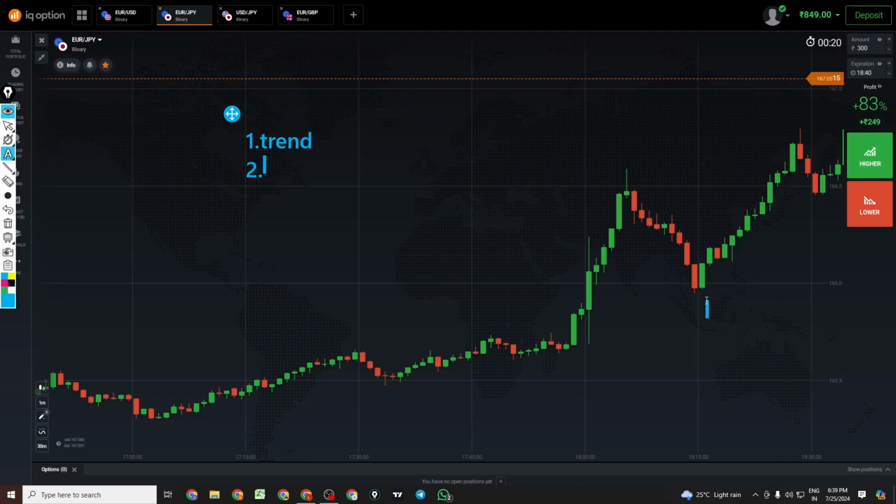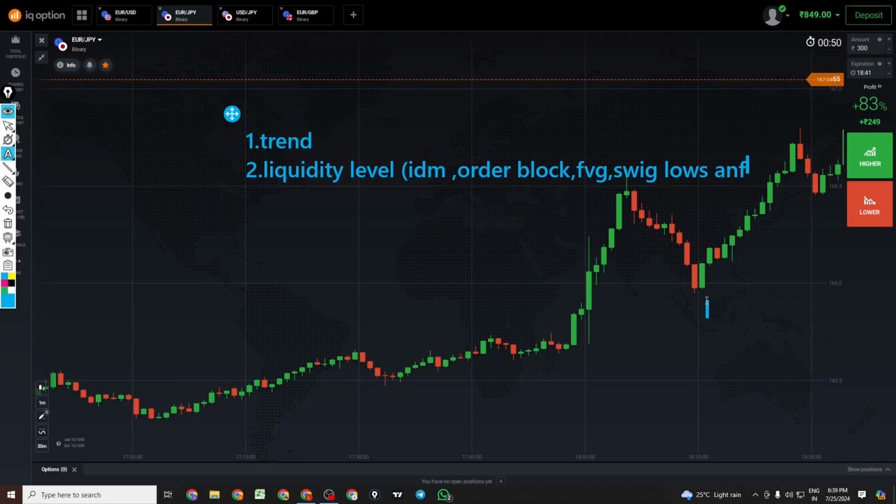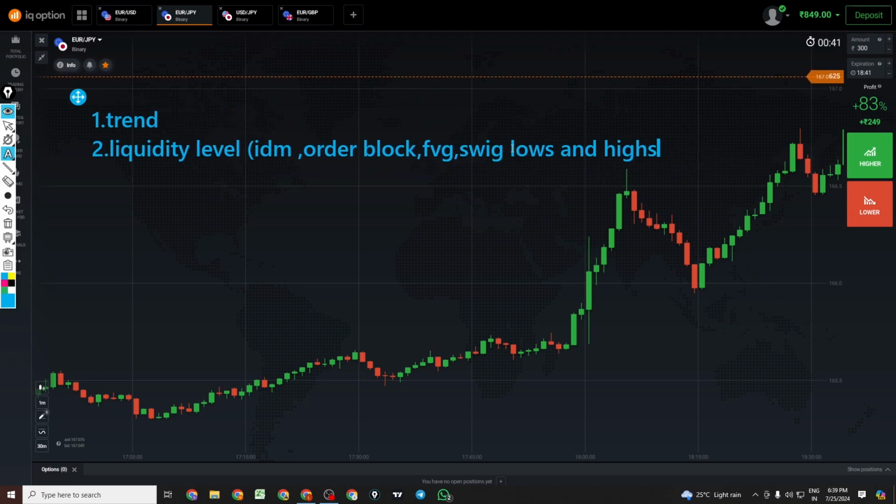Second, what is the second point? Levels. What kind of levels are we finding? Liquidity levels. Where you find liquidity is more in SMC: IDM, order block, and fair value gaps, and swing lows and highs. These are the points.